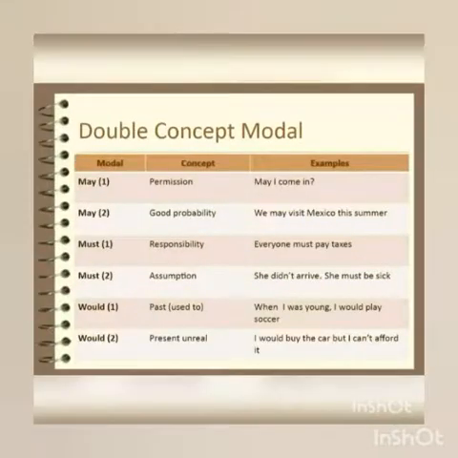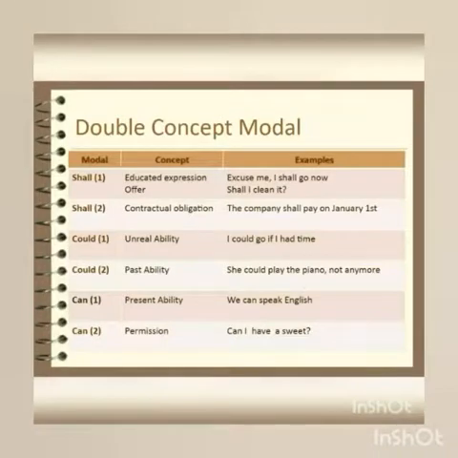Next one is double concept modals. Here we have got three types of modal verbs with these two meanings. First meaning of may for a permission, second meaning of may for a good probability, first meaning of must for a responsibility, second meaning of must for assumption, first meaning of would for past with the meaning of used to, and second meaning of would is present, unreal.